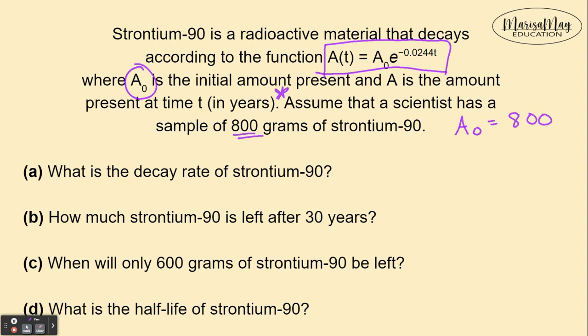Okay, so the decay rate is the rate at which this object is slowly going away. And if I look at my formula, the decay rate is the term that has the E with it. And notice I excluded the T because the T is a time factor. So it is E to the negative 0.0244.